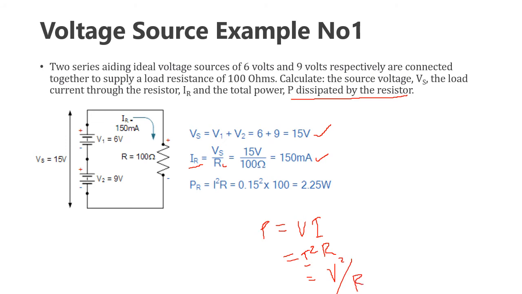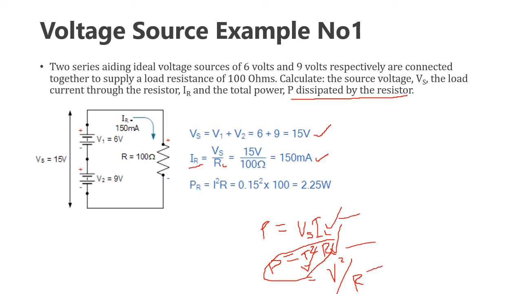So we know the load current, we know the load resistor. Then by this equation we can easily find the power dissipated by the resistor. We can even use this equation also, but here we have to put Vs into IR. So whatever equation we are taking, it doesn't matter. All these three equations will give the same value.